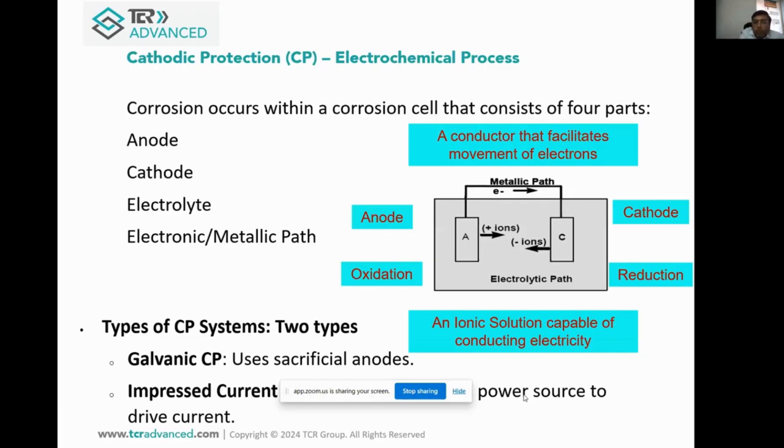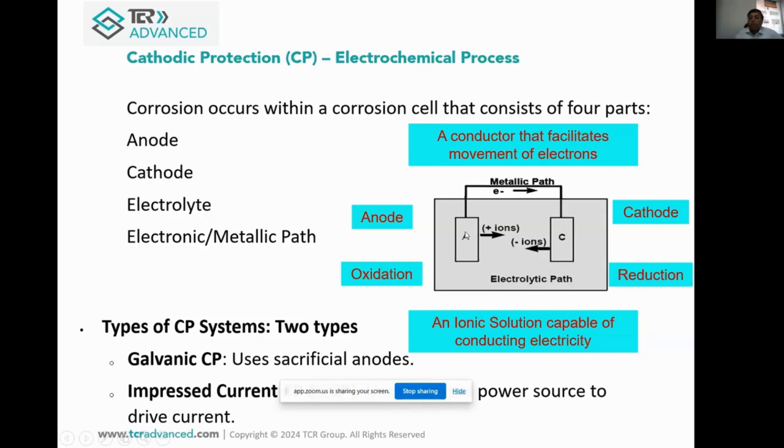So, in order to make you understand what the electrochemical process is here, for any electrochemical process to occur, it needs four parts. One is the anode, as can be seen in the diagram. Another is the cathode. Then the electrolyte, which is deep into an electrolyte, and a metallic path. The anode is connected to the cathode.